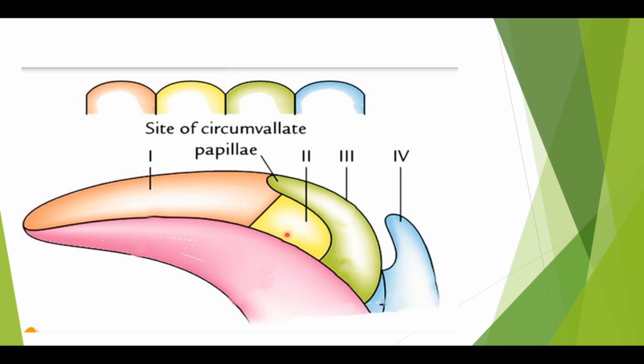Here there is a diagram showing you the second arch which is buried down and the third arch overlaps it, thereby giving the posterior 1/3 of the tongue its nerve supply by the glossopharyngeal nerve. And the posterior most part of the tongue is supplied by the superior laryngeal nerve, that is a branch of vagus.